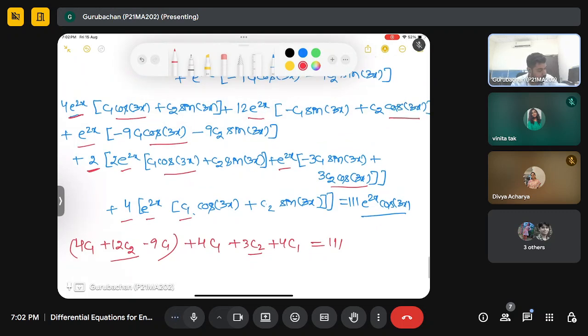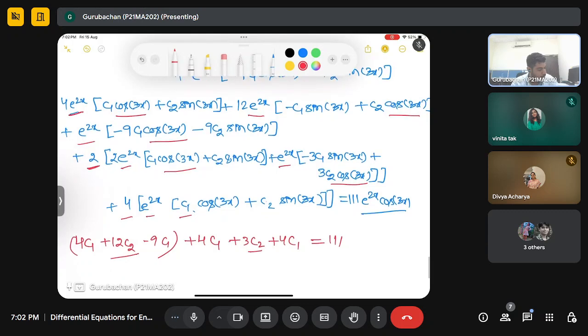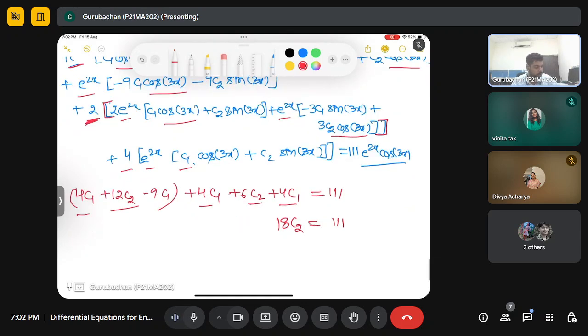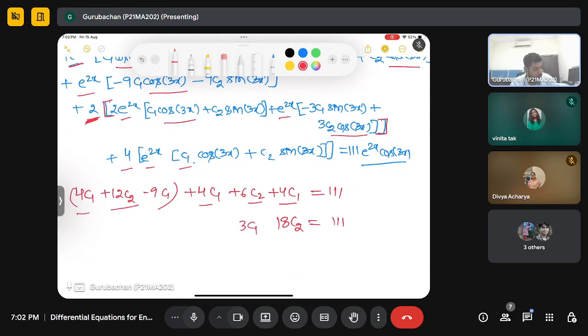So I think we missed something here. Okay, here is 2 also, this whole bracket. So this will be not 3, this will be 6. So 12 plus 6, 18 C2. And what about C1? So C1 will be 4, 4, 12, 12 minus 9 is 3. So 3C1 plus 18C2 will be 37. So this will be your equation number 3.